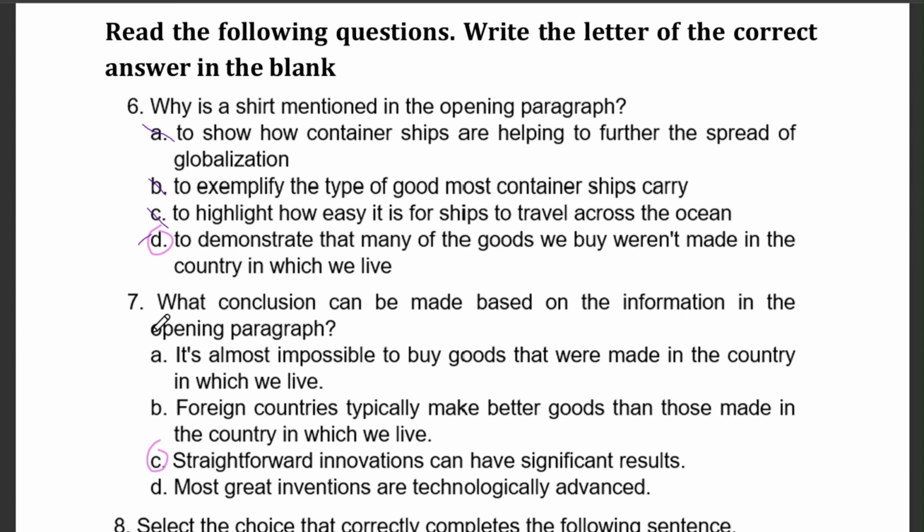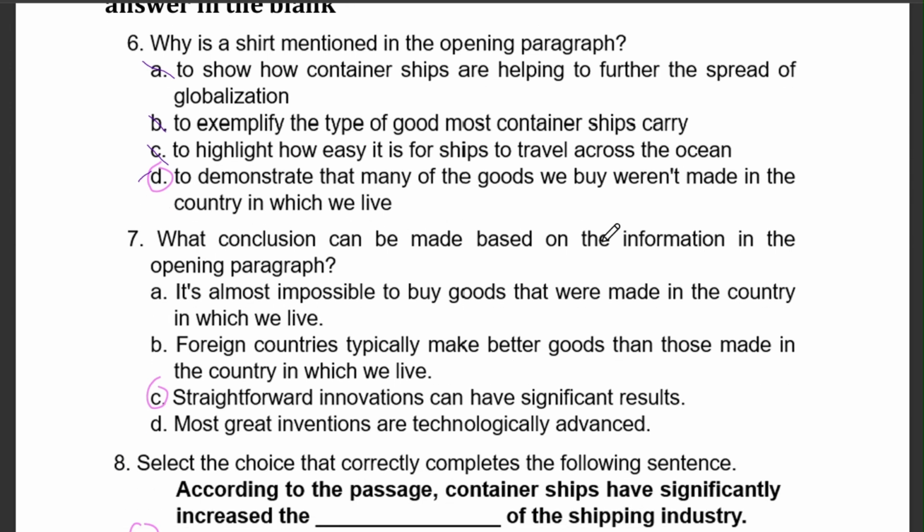Question 7. What conclusion can be made based on the information in the opening paragraph? A. It's almost impossible to buy goods that were made in the country in which we live. B. Foreign countries typically make better goods than those made in the country in which we live. C. Straightforward innovations can have significant results. D. Most great inventions are technologically advanced. The correct answer is C. Straightforward innovations can have significant results.